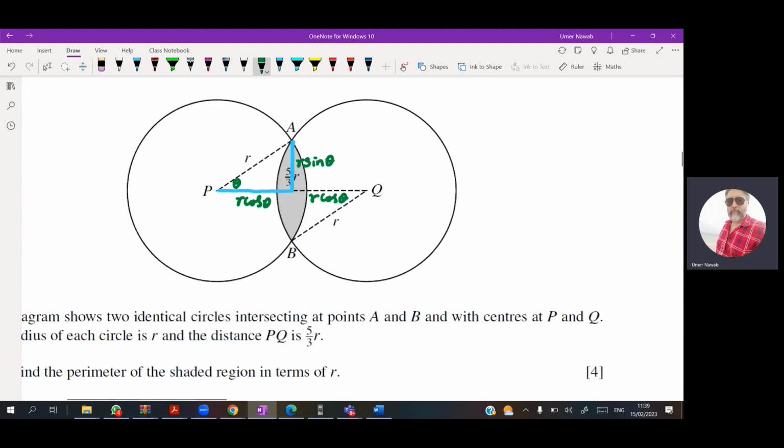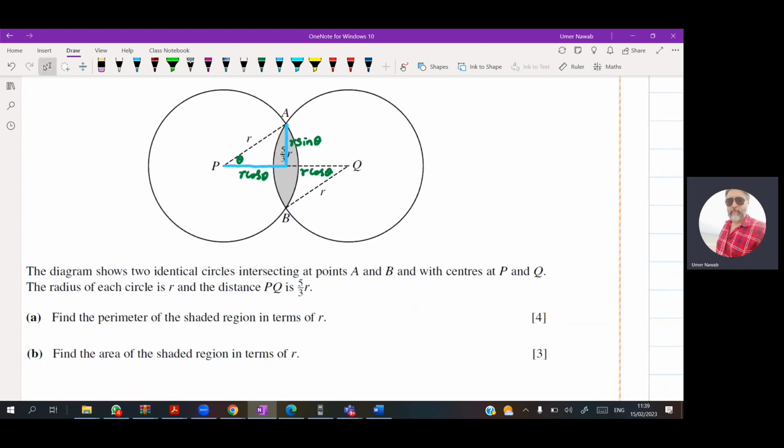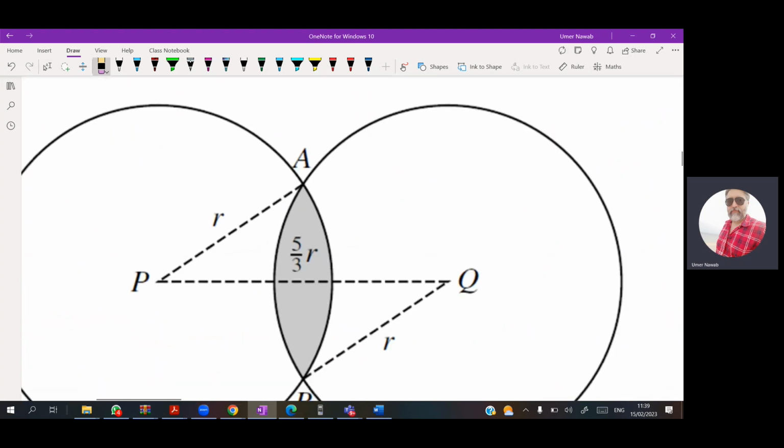Clear? Now, the examiner says the distance PQ is 5/3 r. So for me, it looks like r cosine of theta. Guys, let me explain again how I wrote r cosine theta. Actually, for me here, this is a right angle triangle. Agreed? It's a right angle triangle. And also, if I draw this dotted line joining A with Q, I get another right angle triangle. This is also r.